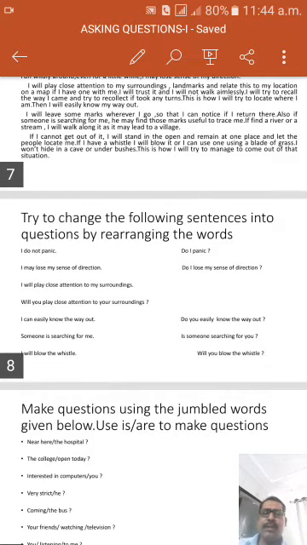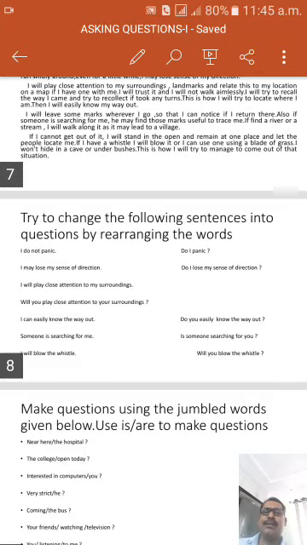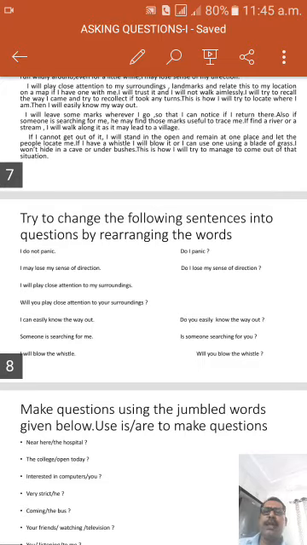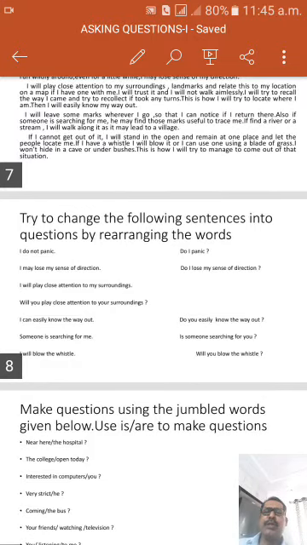We have changed a little bit. Do I panic? I may lose my sense of direction. Do I lose my sense of direction? I will pay close attention to my surroundings. Will you pay close attention to your surroundings? I can easily know the way out. Do you easily know the way out?